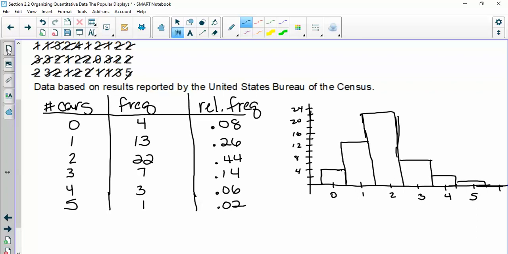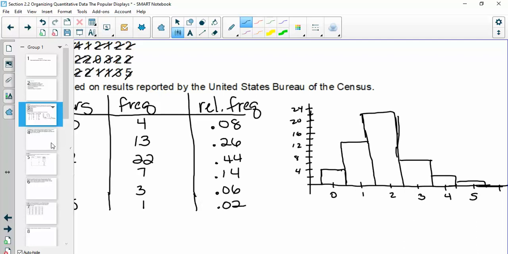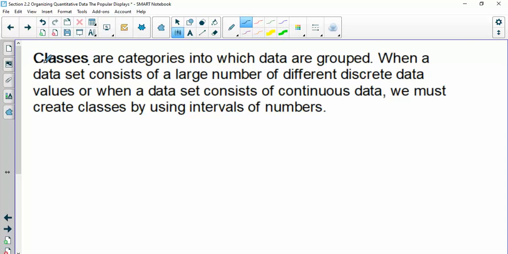So if we have true continuous data, that means we have decimals, we have an infinite number of responses. We have to break them into groups, so we call those classes. Just like our grading scale, it's kind of like classes. If you have a percent within this window, you have an A. If you're in this window, you have a B. This window, you have a C. So those classes would be how we group our data.